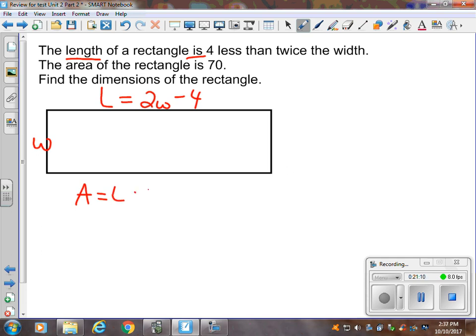Length times width. Okay, so I put the length in parentheses because it looks a little more complicated, and multiply it by the width and set that equal to 70 and do y1, y2, see where it crosses, and find my W. And then once I find my W, I can go back and plug it in and find my length.